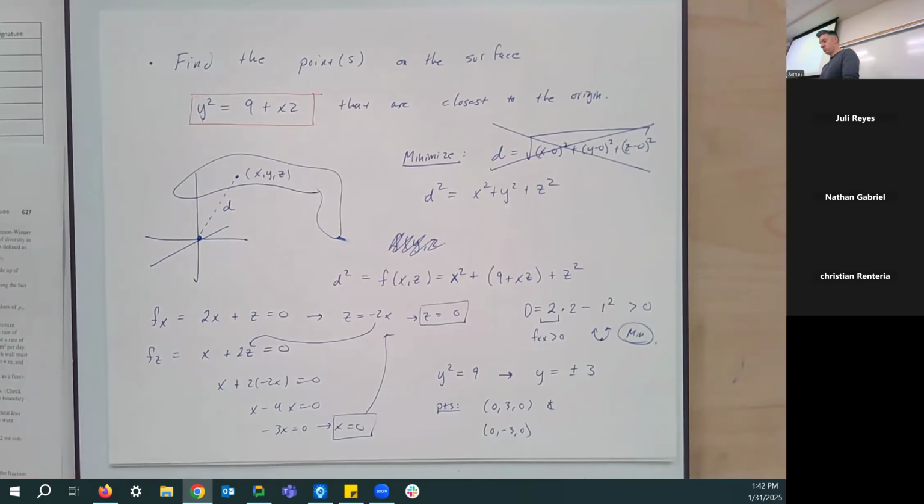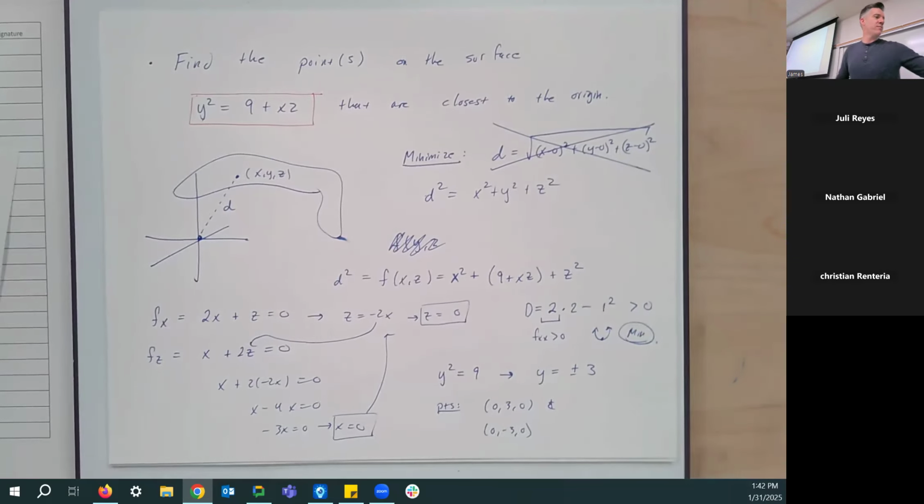Cool. What else? So there are other things, right? I know optimization and maxes and mins are the most recent thing, but there were other things we did earlier on in the quarter, like finding directional derivatives, right? Let's do a directional derivative. Let's see if I can find that. Yeah. I don't know. Let's see.